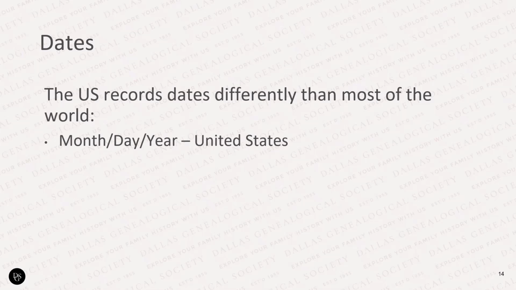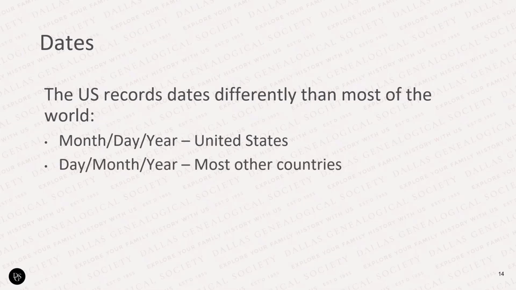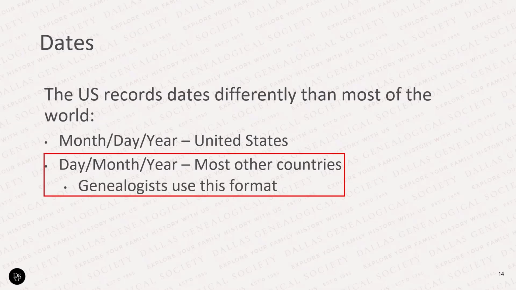We record dates differently in the United States than most of the rest of the world. And in genealogy, we have adopted the worldwide standard. So in the United States, we record the month first, and then the day, and then the year. The rest of the world and the entire genealogical community records it as day, and then month, and then the year. And so it's important to understand that convention and make sure that you're consistent in how you record dates in your materials. Because as I said, genealogists comply with the world standard and do it day, and then month, and then year.